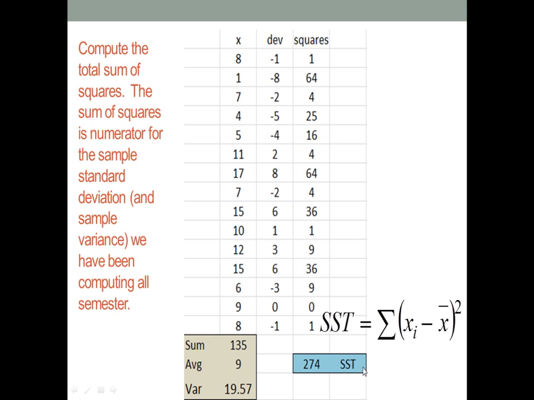That's where I have this 274 from. That's just like what we've been using in the numerator for our calculation of standard deviation all semester. So that's what the sum of squares is. It's just the sum of squares for the whole data set. So SST, sum of squares total, meaning it's for all of the data.